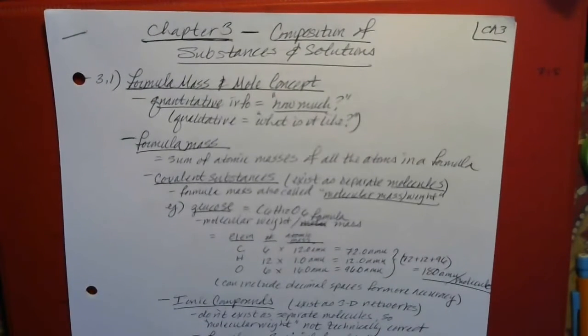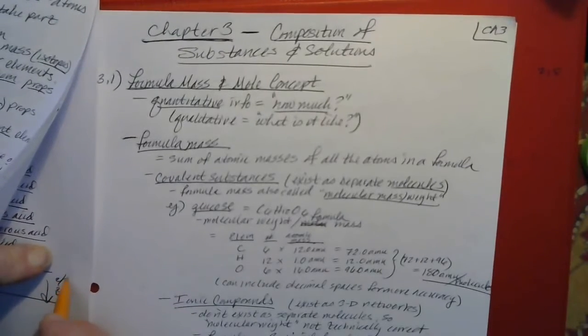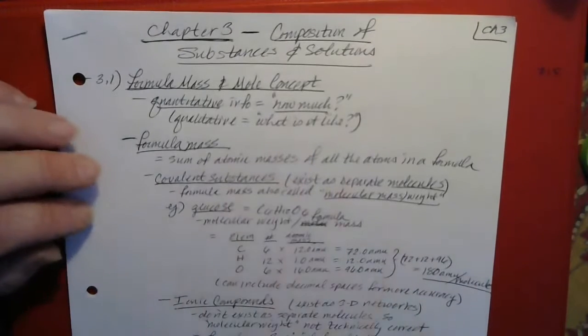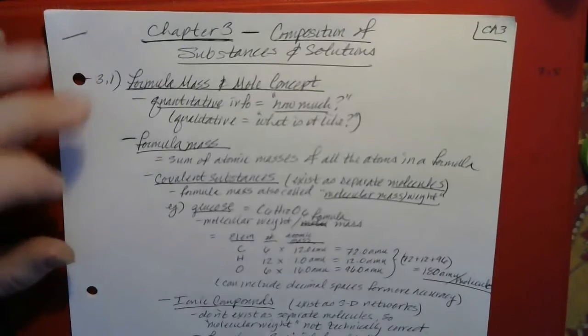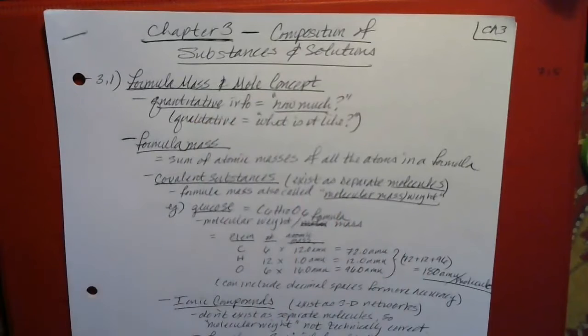Okay, to begin our third segment here with chapter 3. Chapter 3 is kind of a shift in directions. We are going to cover now composition of substances and solutions. This is kind of a mishmash of different things like the formula weight or formula mass and the concept of moles, which is a quantity that's very important in chemistry, and also things like concentration and that kind of thing.